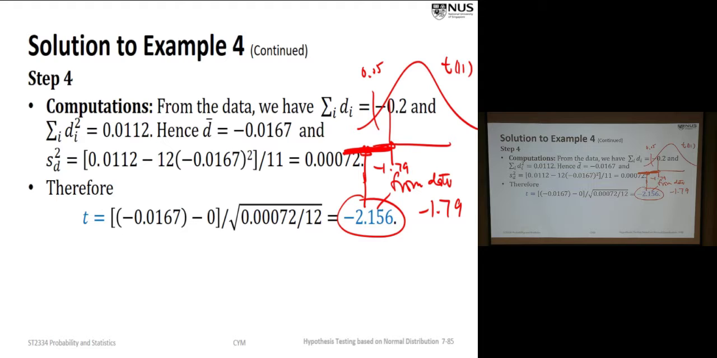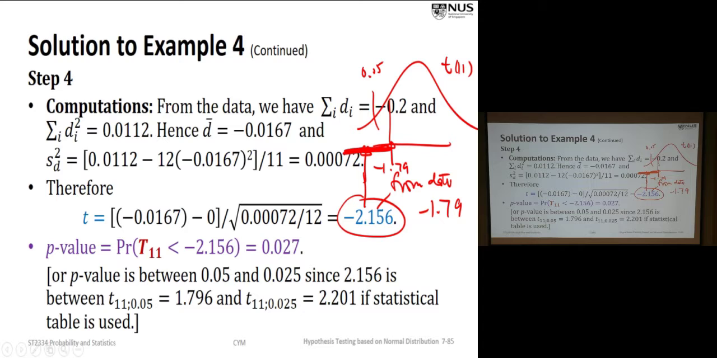Okay, then the next few lines here are to compute the p-value. This one uses the t-table. I don't have the exact value for 2.156, but I have these two numbers. A value greater than this one has probability 5%. A value greater than this other one has probability 2.5%. I'm talking about the positive side, because negative is just on the left-hand side, and no negative sign is just on the right-hand side.